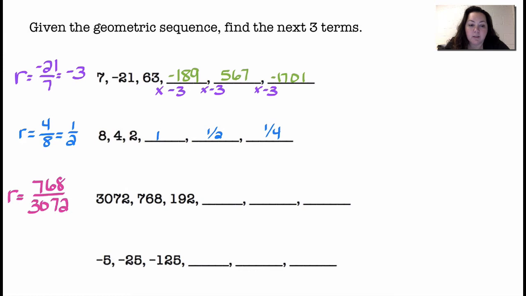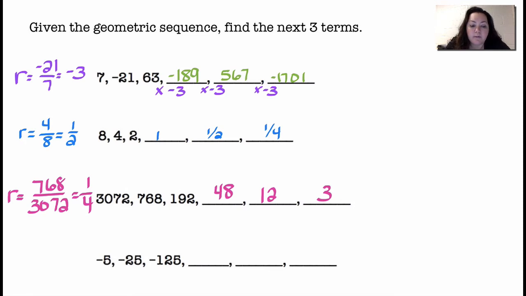All right, on this one, if I take my second term and divide by my first, I get a common ratio of 1/4, which means every time I'm dividing by 4. So if I do 192 and I divide by 4, I get 48. If I do 48 and I divide by 4, I get 12. And if I do 12 and I divide by 4, I get 3. I also could have multiplied, instead of dividing by 4, I could have multiplied by 0.25.